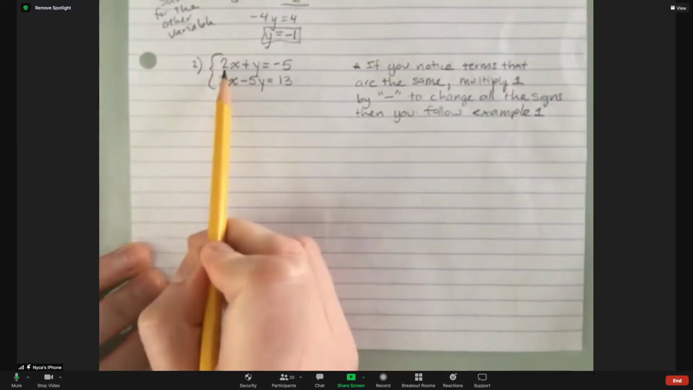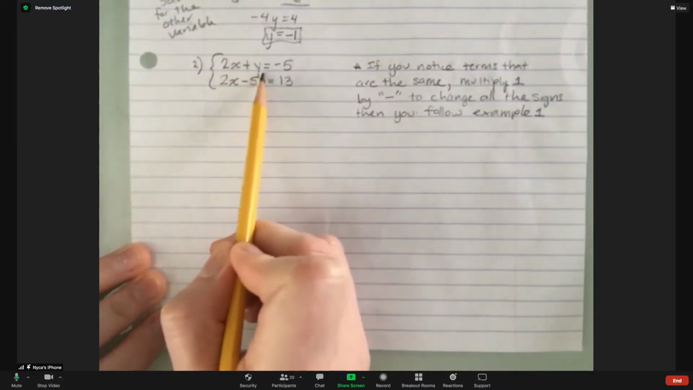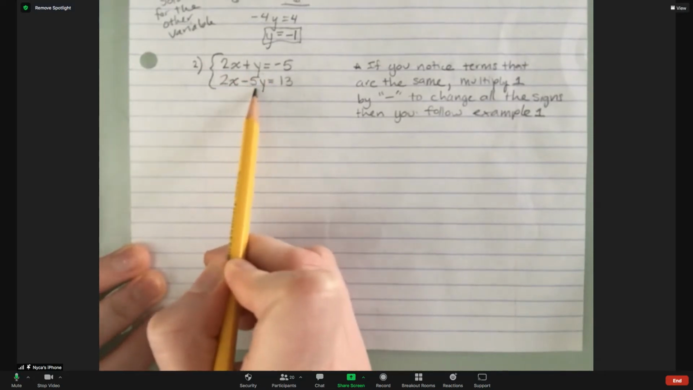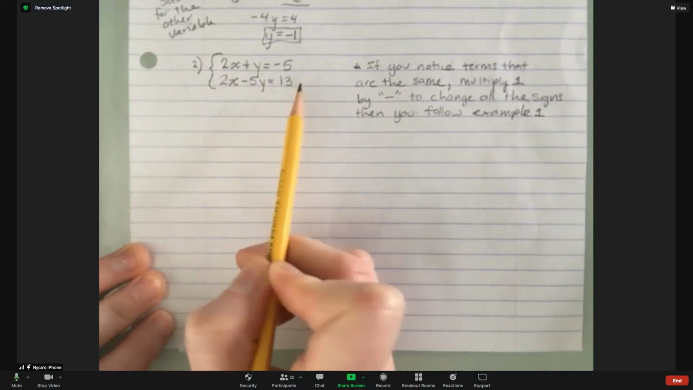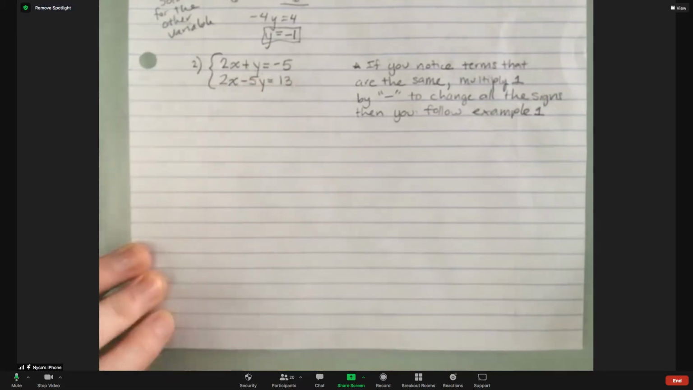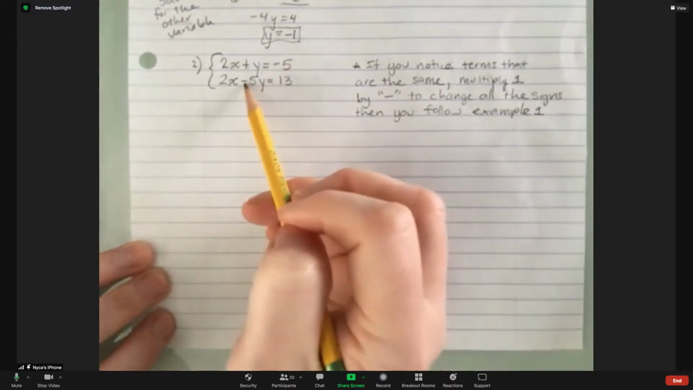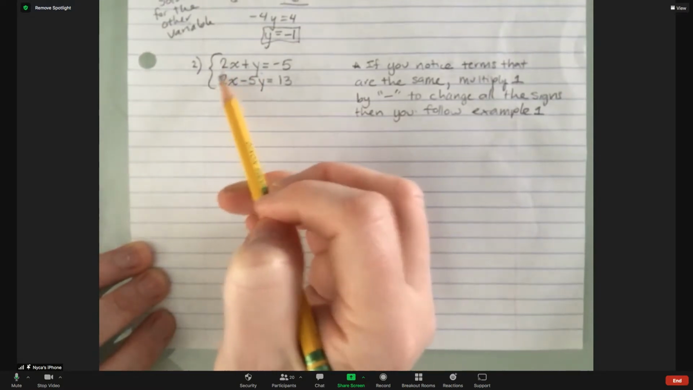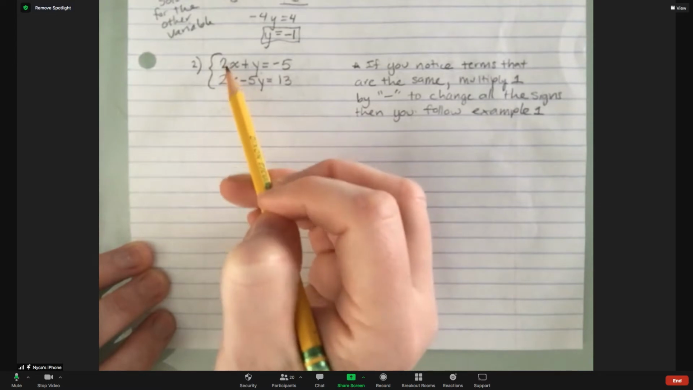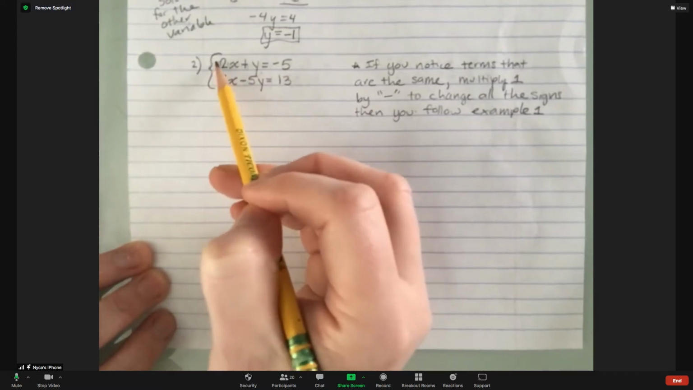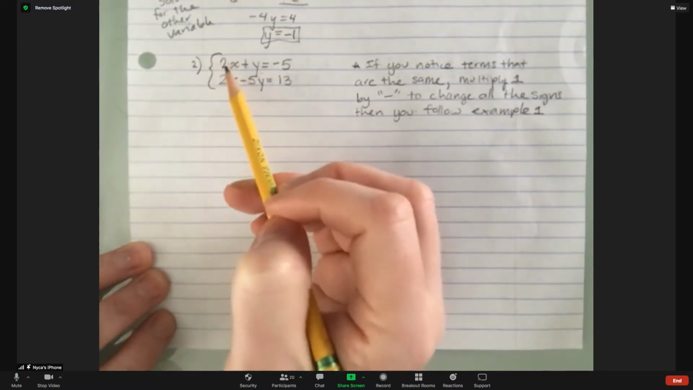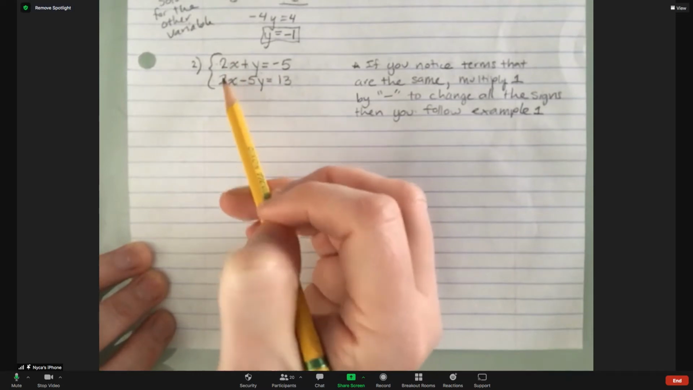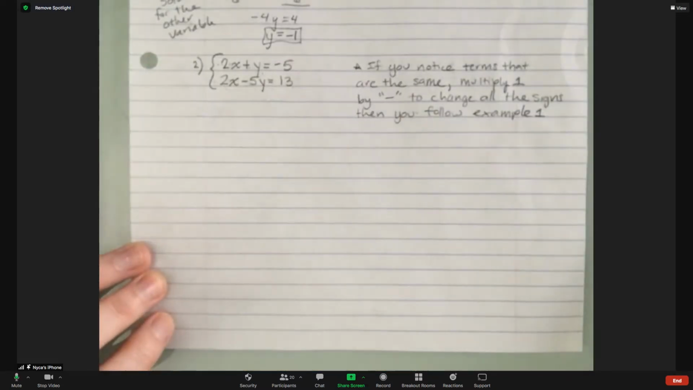The next problem for solving systems by elimination. This time, if you look at the problem, you have 2x plus y equals negative 5 and 2x minus 5y equals 13. Well, there's no actual way to eliminate anything off the top because these have opposite signs, yet the values are different. Now, these have the same sign, they're both positive, but they also have the same number. So what do you need to do?